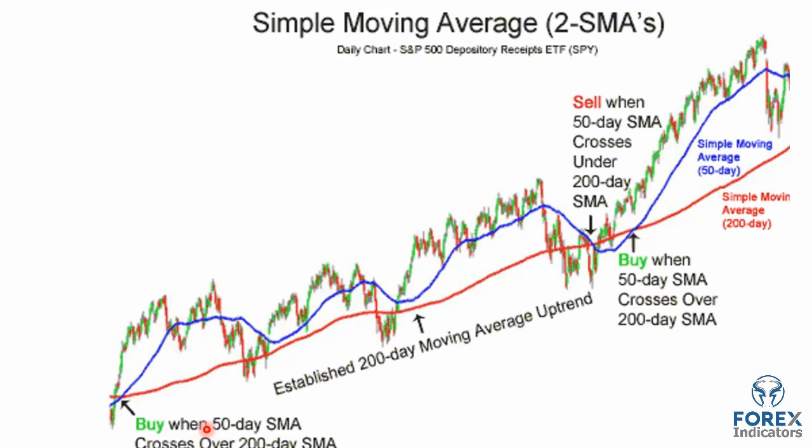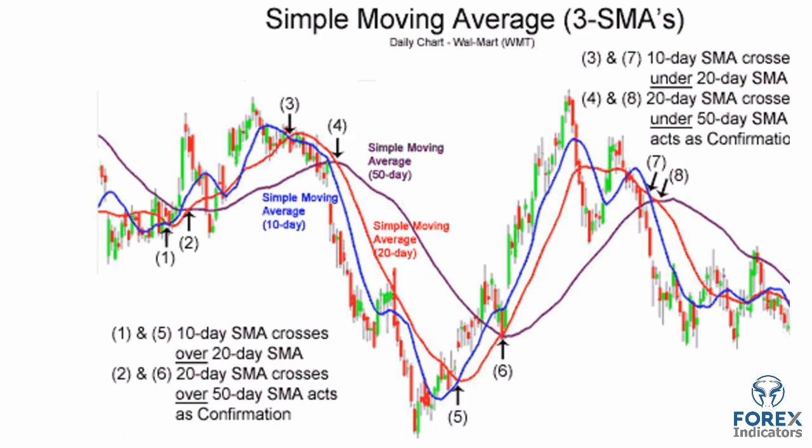Let me just show you that example again of how other people use it. They either buy when the 50-day simple moving average crosses over the 200-day, or they establish the 200-day moving average as the uptrend, and you can see it working fine when it works. It works fine. But I just don't like it because it often gives me too many delays. But I wanted to show you it.